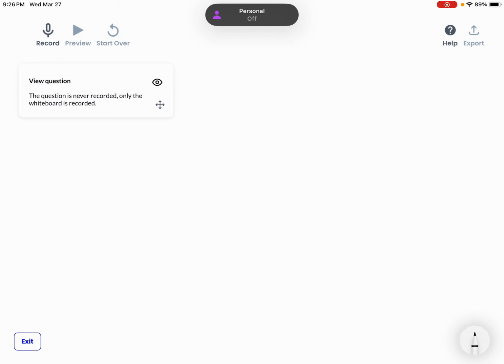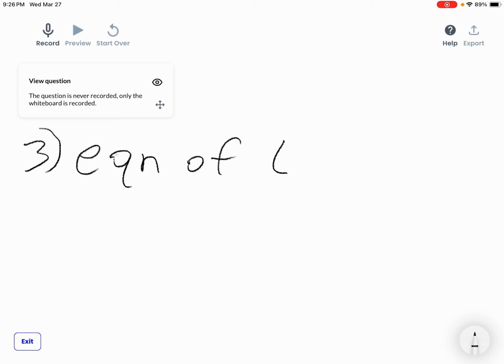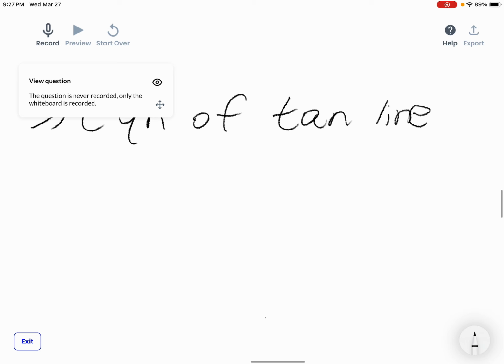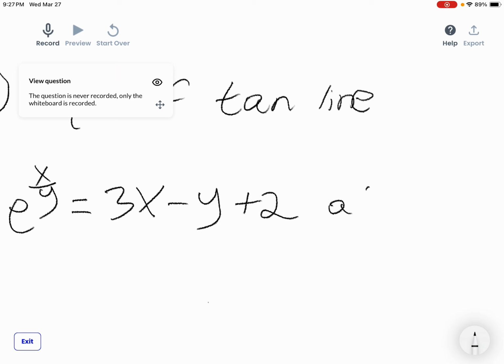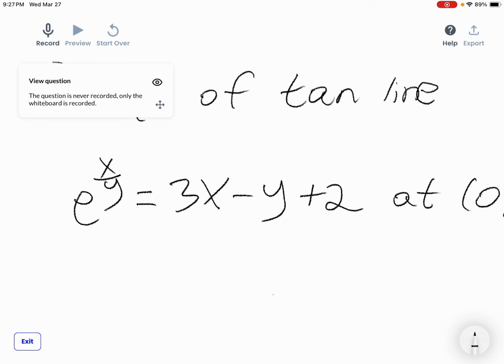Hello, so this is off of written assignment number 3, and this is number 3, and we are asked to find the equation of the tangent line of the curve defined by this equation here, e raised to the x over y, is equal to 3x minus y plus 2, and this is going to be at the point 0, comma 1.